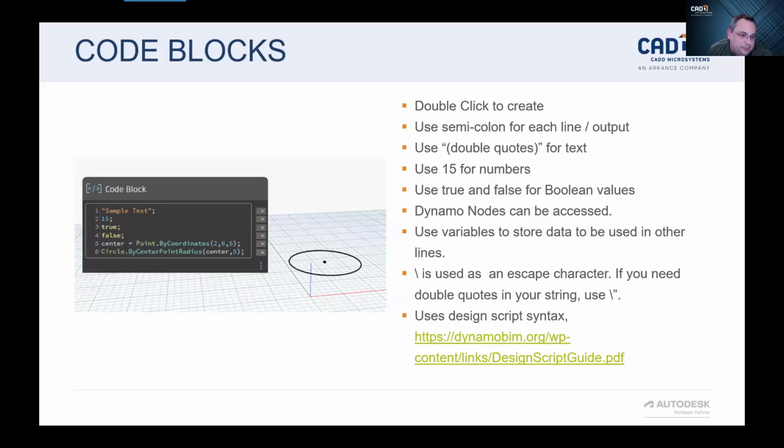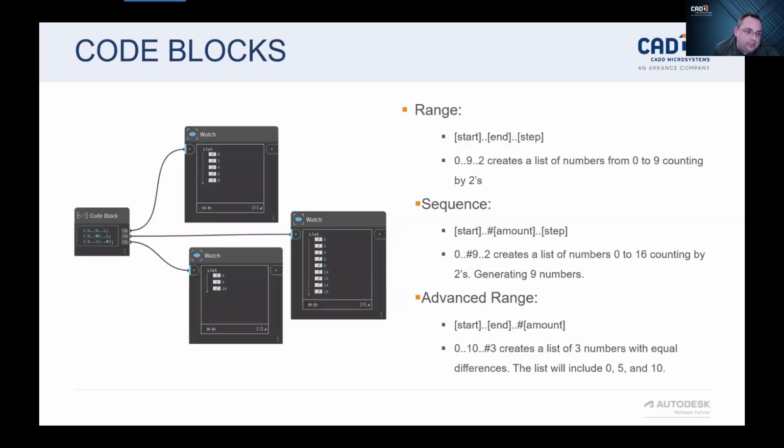It uses DesignScript. There is a guide that Dynamo BIM put out long ago. It's still valid because they haven't changed it. So it has a lot of things you can do. You can do more with them. Some of the things that people also explore are the definitions and for loops and while loops. But that's getting further into that than I want to go.